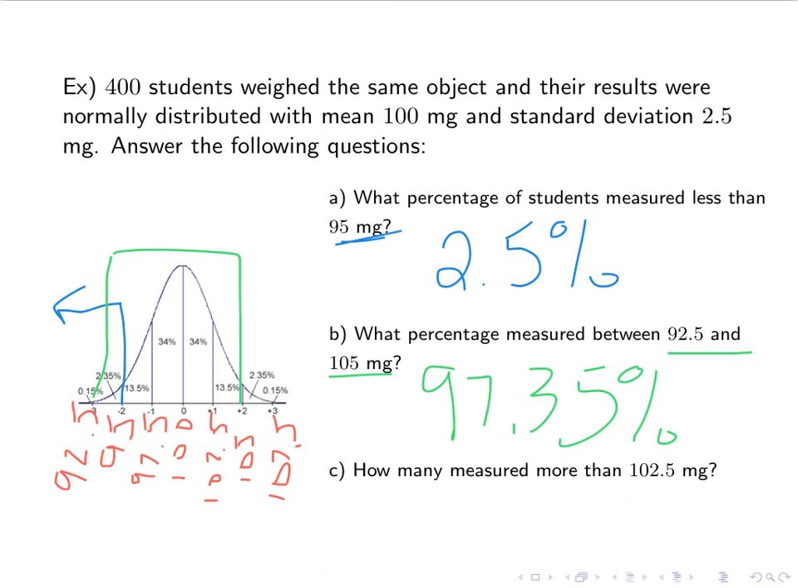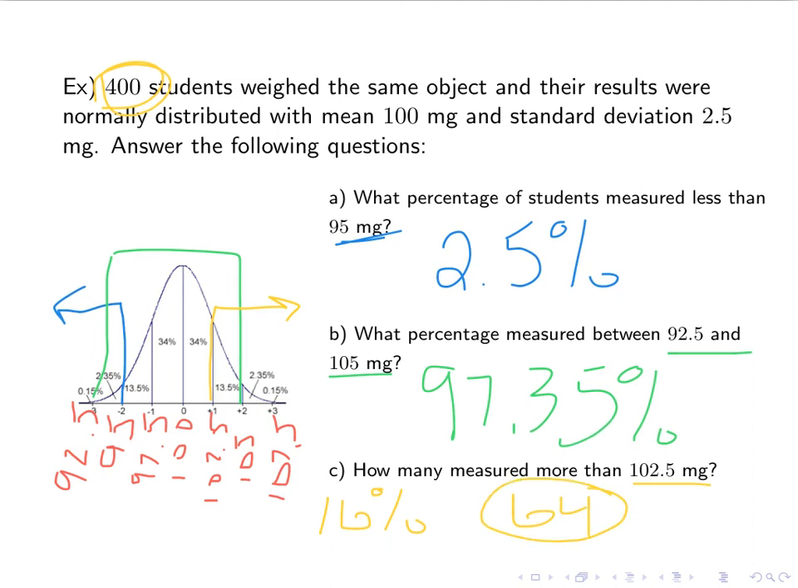And last question, how many? So again, it's not a percentage question, it's actually how many measured more than 102.5. So I go to my 102.5, I want more, so again I add up all the percentages, and it's 16%, so again there's that 16 again. And then the question is, what's 16% of 400? Again, that's the basic percent problem, and we should be getting 64.